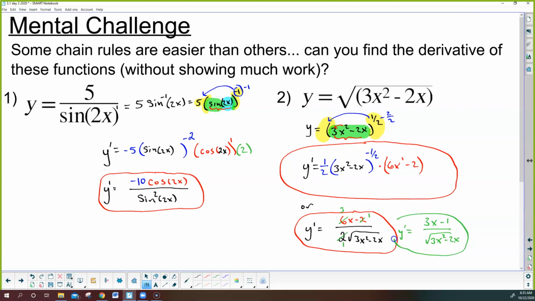So if you're looking in the back of the book, or if it's a multiple choice question, it would be the green one. If it was like a short answer test and it didn't say simplify, you could have stopped right here.